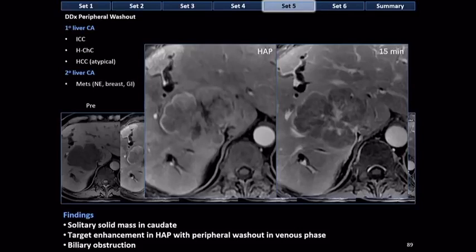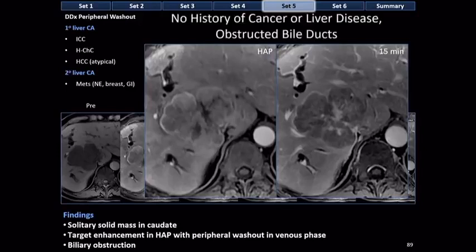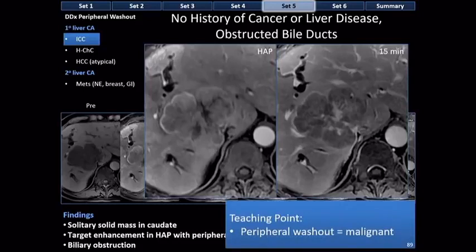So let's look at this differential. ICC, hepatocholangiocarcinoma, HCC, or metastatic disease. This is another pattern that you do not want in your liver or in your loved one's liver. Very bad differential diagnosis. In this case, ICC based on the features we talked about before. But the main teaching point is not so much that you should be able to nail the diagnosis of a cholangiocarcinoma here. The main teaching point is when you see the peripheral washout, think malignant.